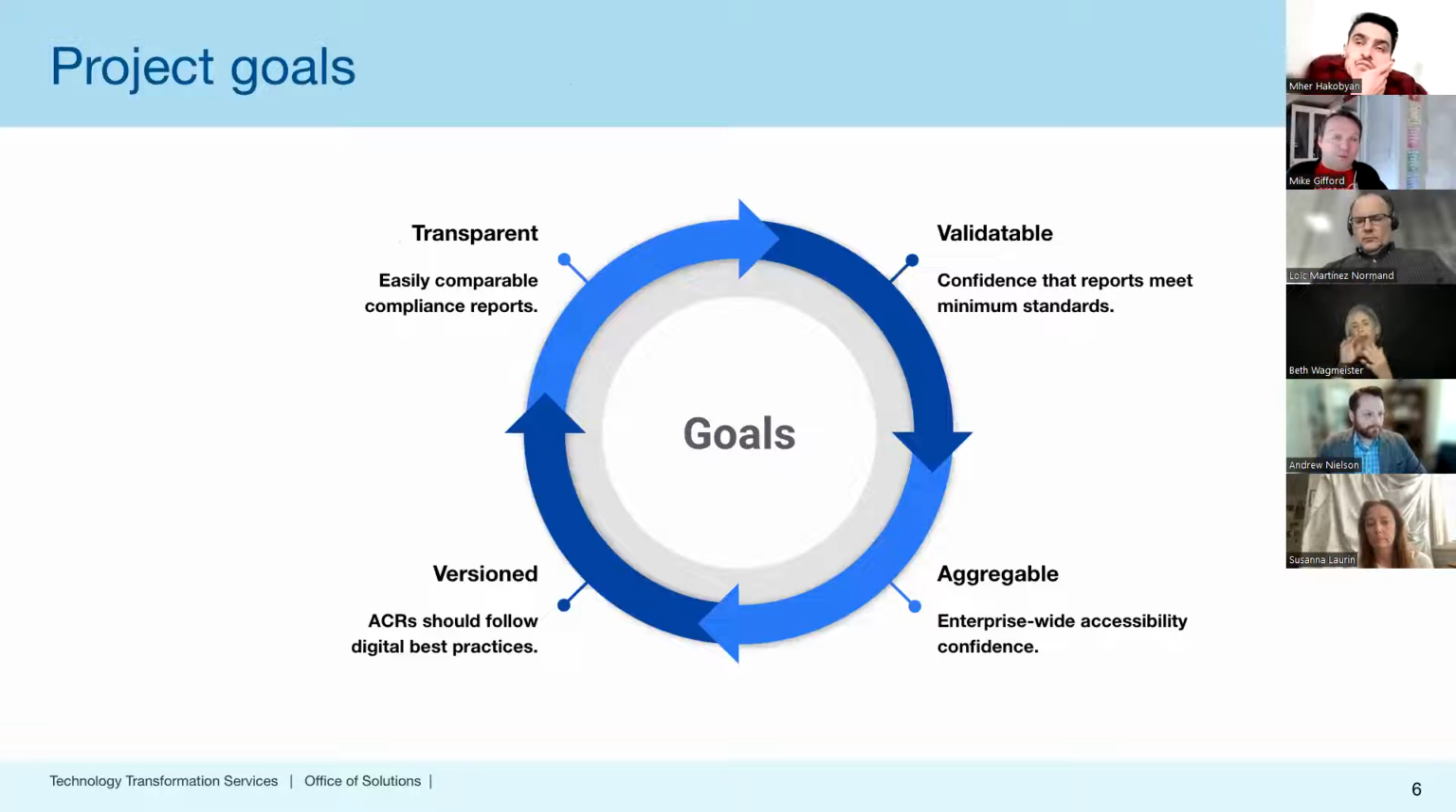So we have a bunch of goals: make it transparent, validatable, versioned, aggregable. We wanted to make sure these are things that we can learn from and build on. So that we're adding to the process in procurement, and not creating more legacy projects or legacy files, but having something that can be built on, much like the WCAG-EM report format. And it's really interesting to see what is being done when you have a whole series of those reports and what you can gather from that knowledge.